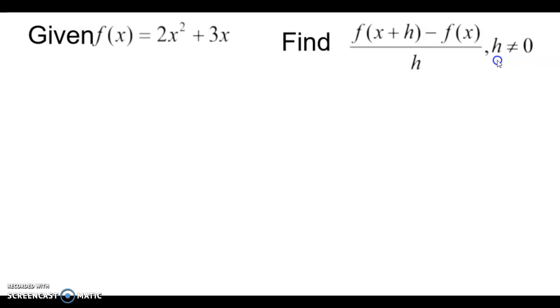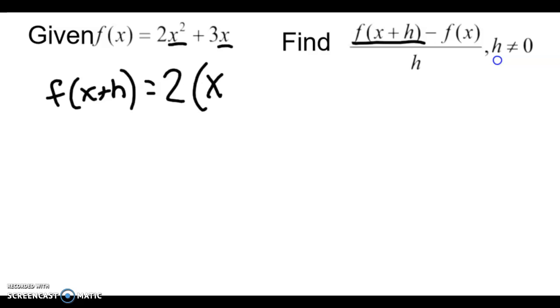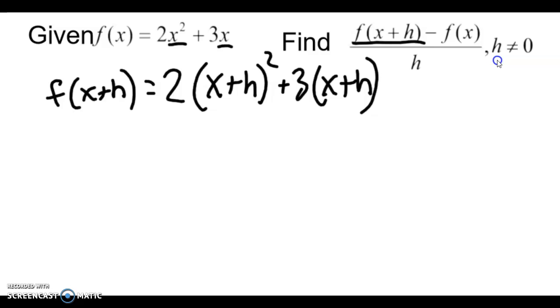So the first thing we're going to evaluate is f of x plus h. So we're going to take x plus h and plug it in to our f of x. So f of x plus h is equal to 2 times the quantity x plus h squared plus 3 times x plus h. We're going to go ahead and simplify that down.